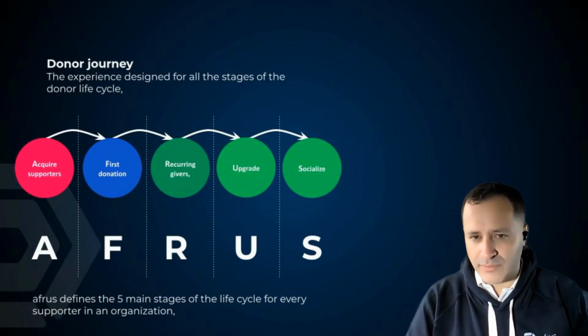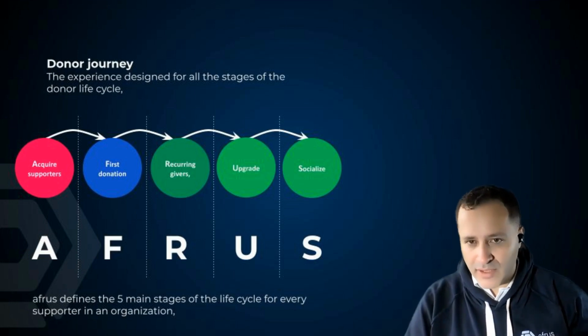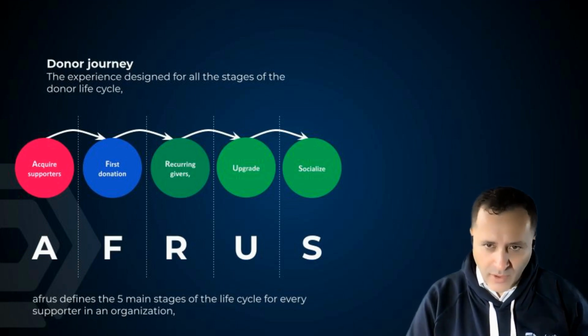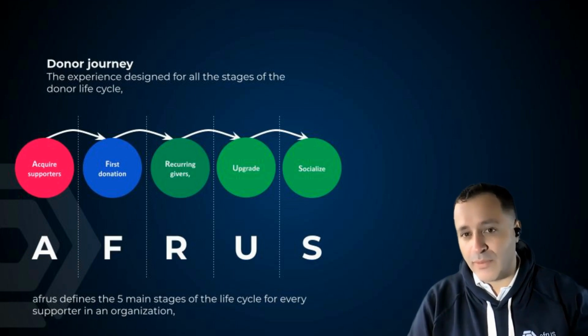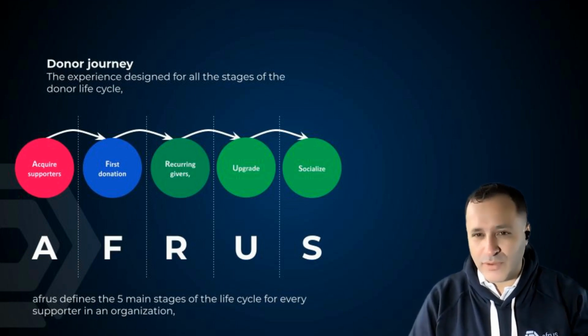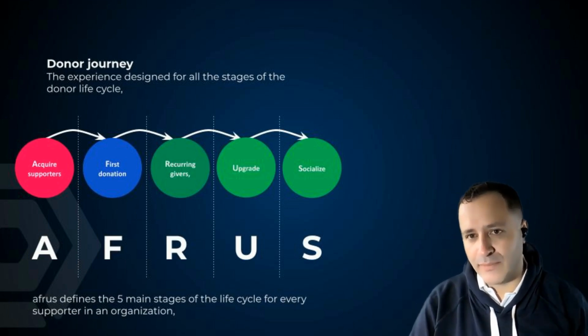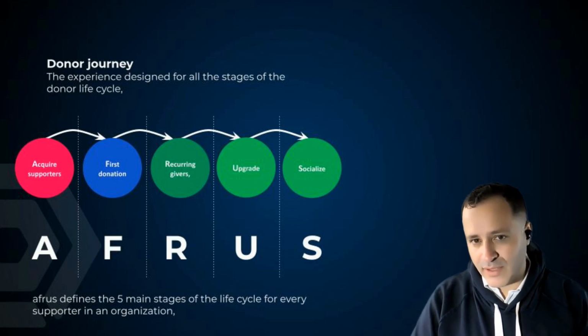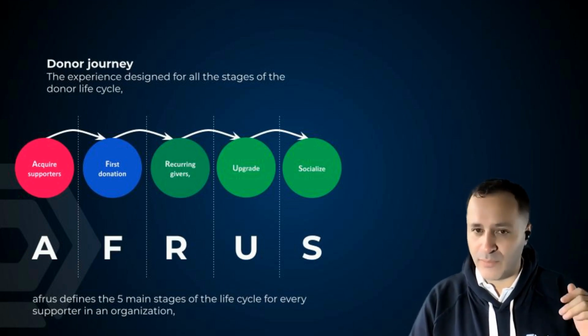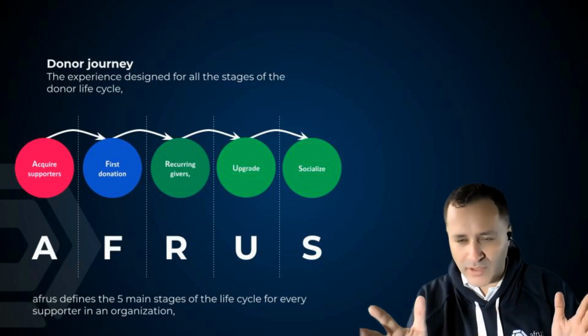The acquisition of supporters, meaning leads, how I lead them to their first donation, how I get them to make a recurring donation, how I encourage them to upgrade their donation, and how I turn them into socializers. Those 5 stages and the interactions between each stage are what create a donor journey. And that experience thought out for each of the stages is not the same when I'm a lead versus when I'm a partner. If I come in as a partner, my approach is completely different.